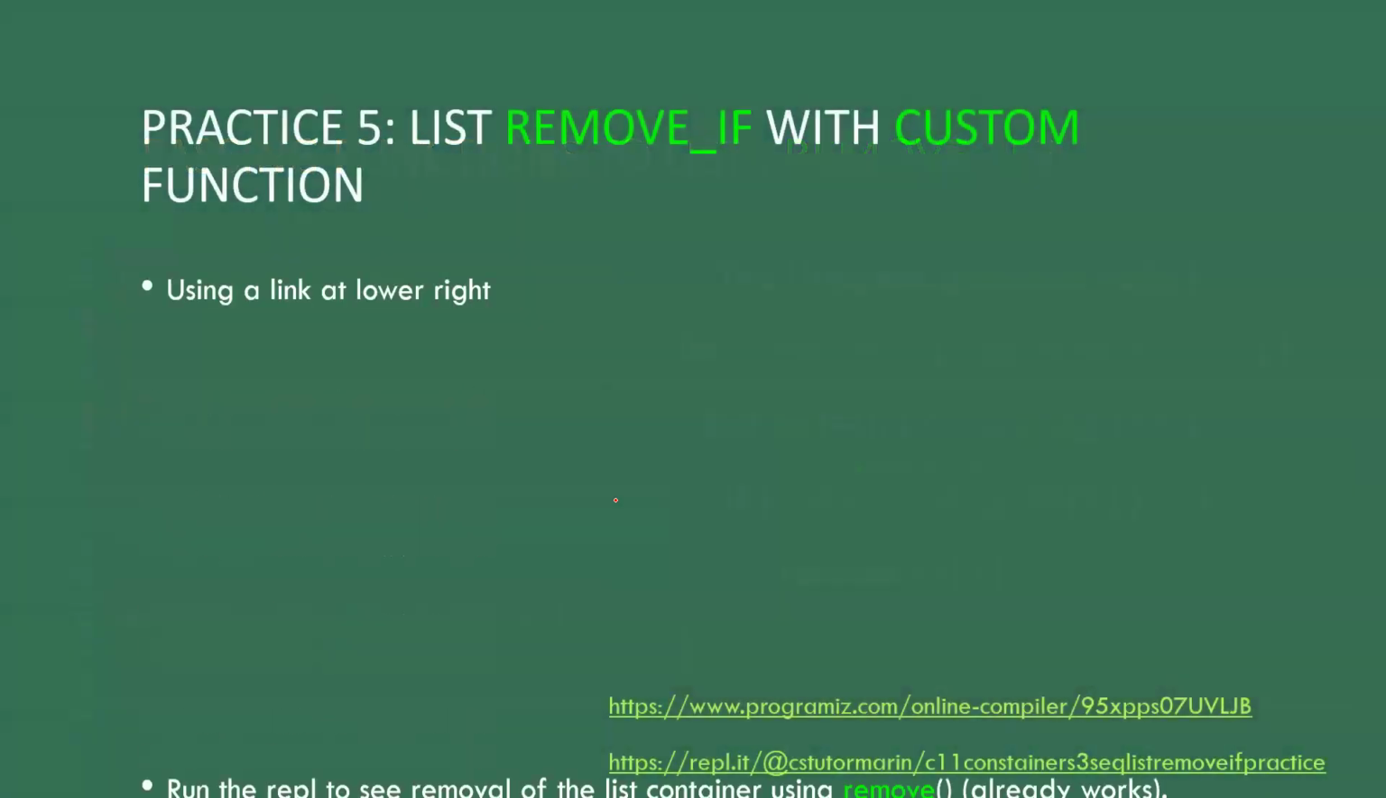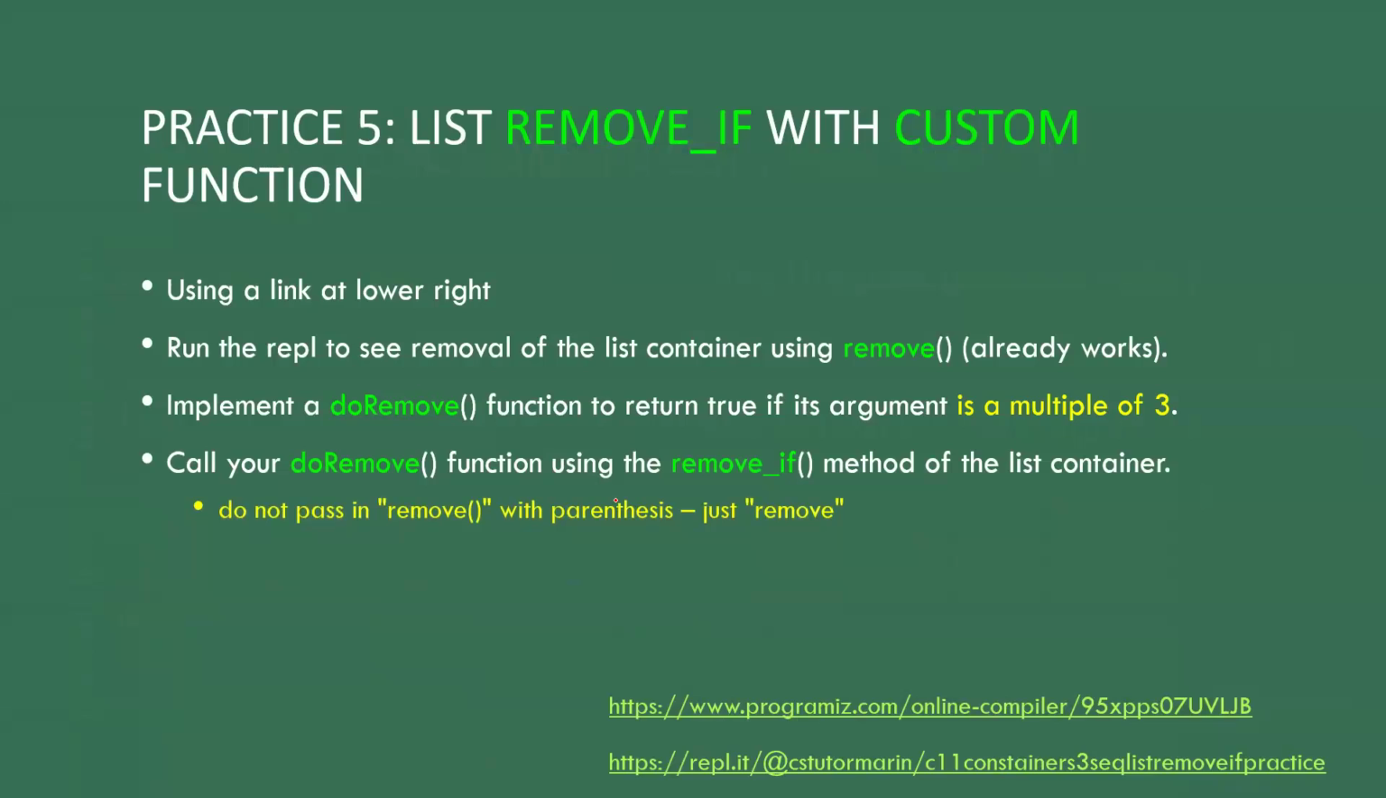So there's a few of these. Let's take a look at this one. See if you can run this playground or the REPL and just see what it's removing. It should already work. Then write a doRemove function to return true if the argument is a multiple of 3. Just experience what that does for you.